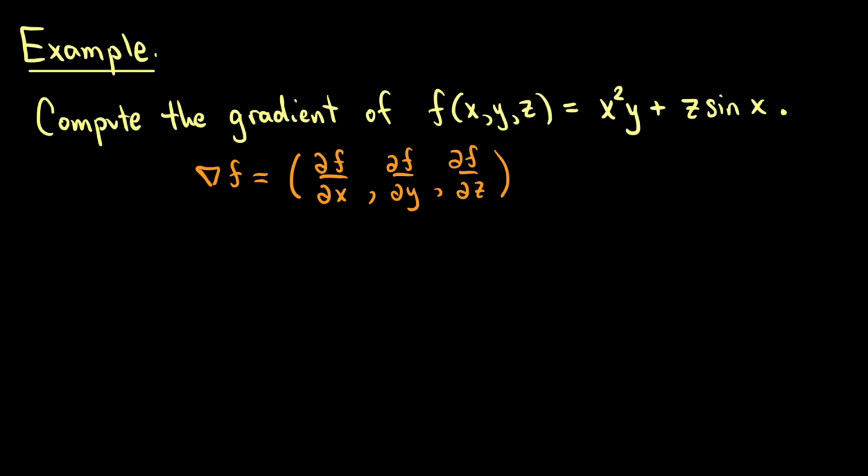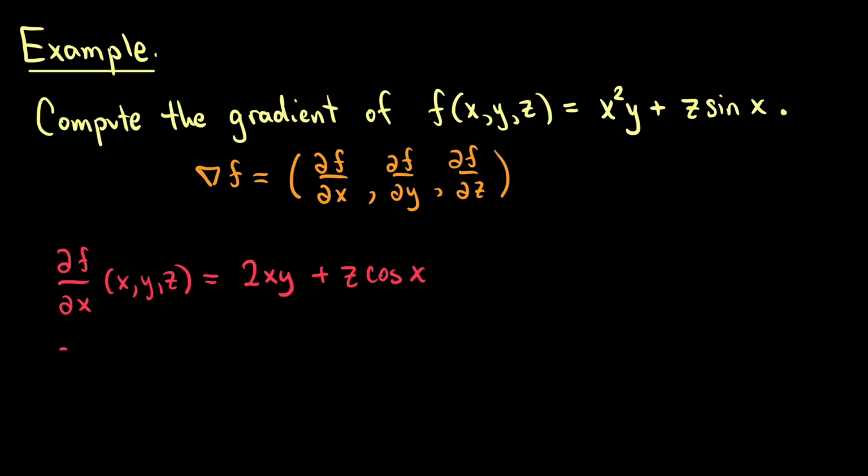Okay, so I want to compute each of these now. Let's compute the partial derivative of f with respect to x at the point x, y, z. What do I get? Well, I just pretend that y and z are constants, and I just differentiate in x. So I get, for this term, 2xy, because the derivative of x squared is 2x, and I'm just multiplying by y. And the derivative of sine is cosine, so I get plus z cosine x.